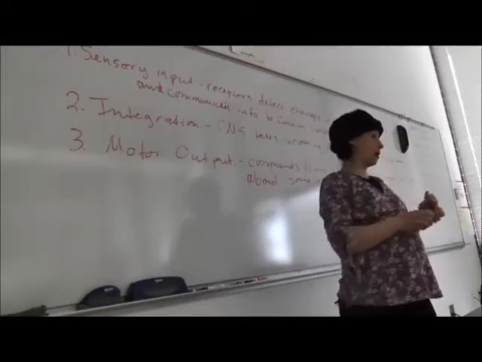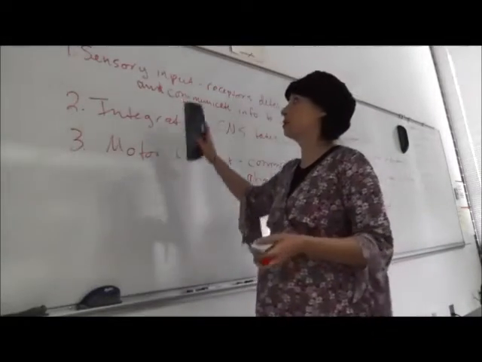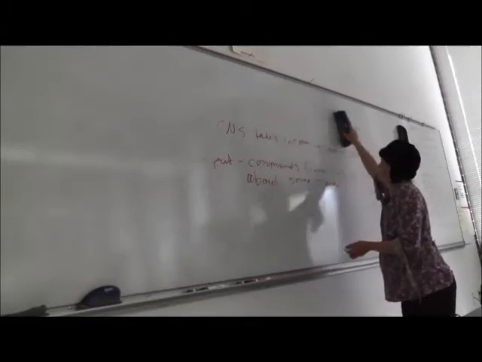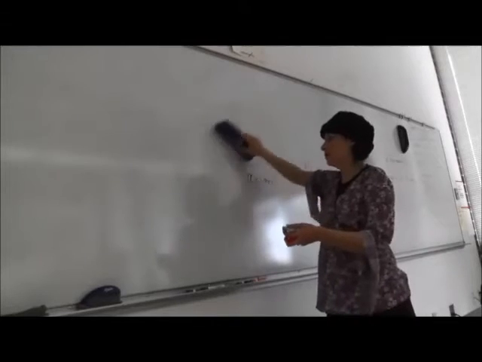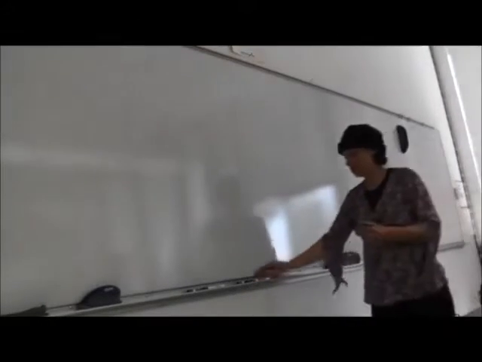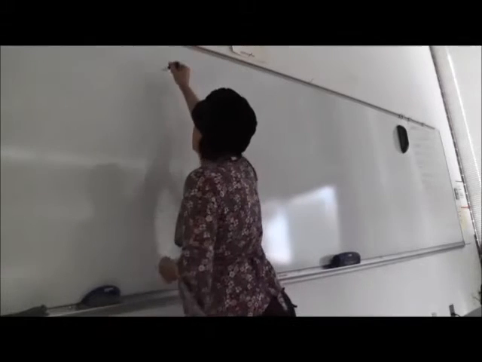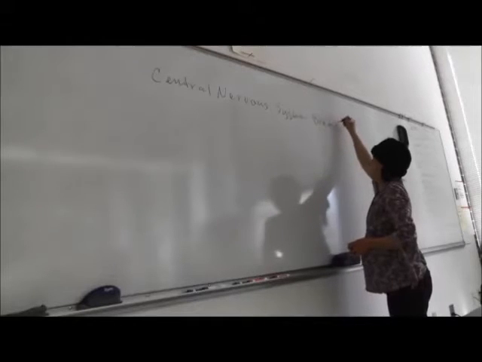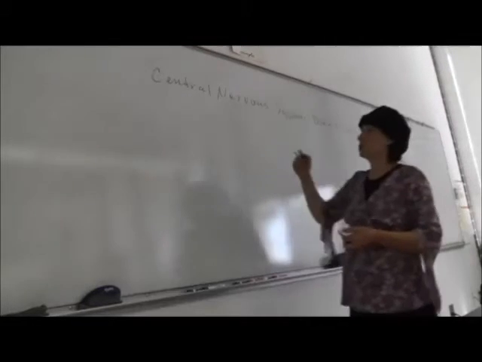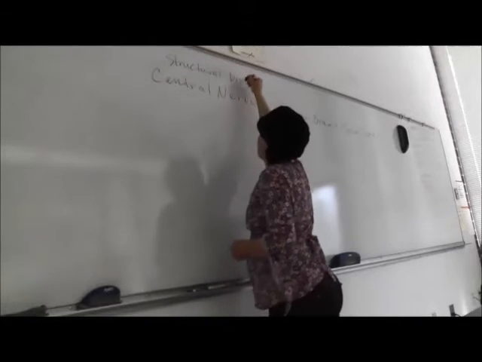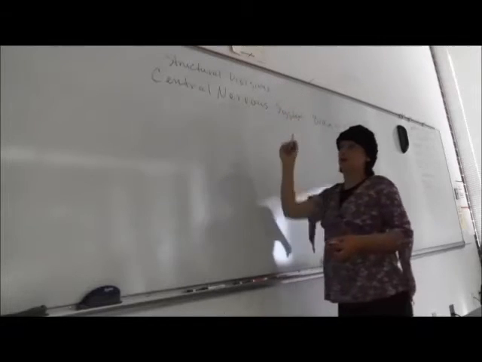Okay, then we divide our nervous system into two regions structurally, and then we can further divide the peripheral nervous system. So our first division is the central nervous system, and this contains our brain and spinal cord. The organs of the central nervous system are the brain and spinal cord. So these would be our structural divisions. We'll look at functional divisions in just a second.